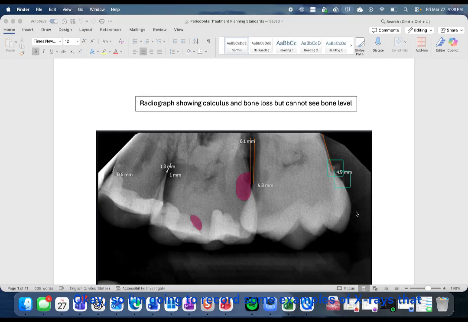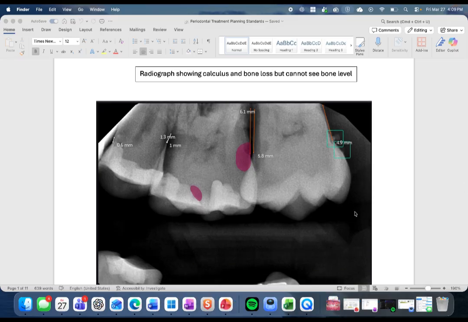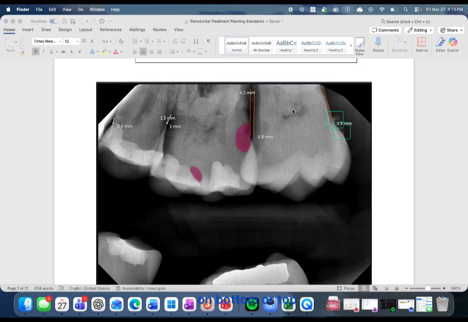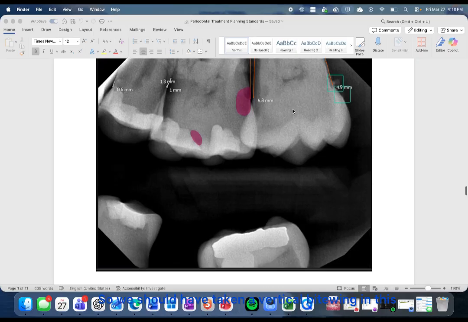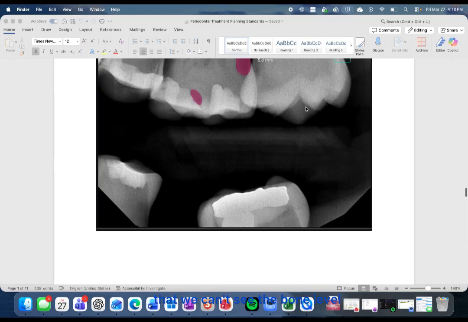Okay, so I'm going to record some examples of x-rays of things that we just saw in the office, right? So this first x-ray that I'm showing you, there's calculus on the tooth, and there's bone loss. Look at this, 6.1, 5.8, so it definitely qualifies. But look, you can't see the bone level, right, on bottom or top. So we should have taken a vertical bite wing in this. It's great that we see bone loss, but it doesn't help us that we can't see the bone level.